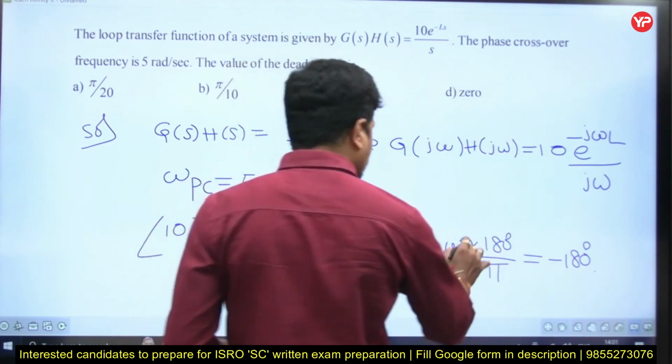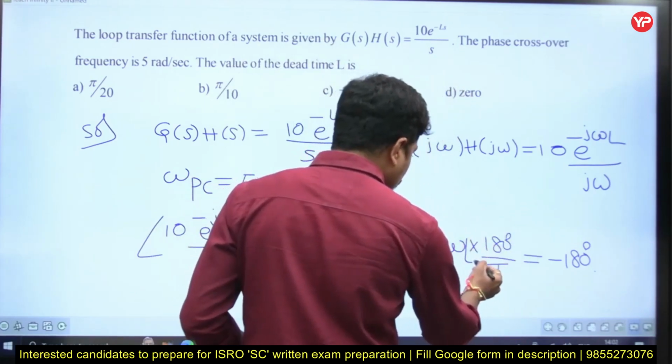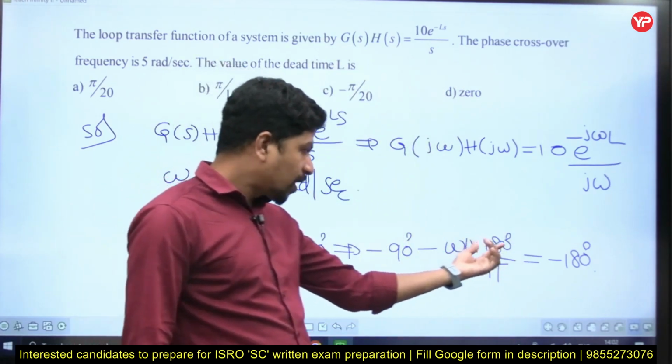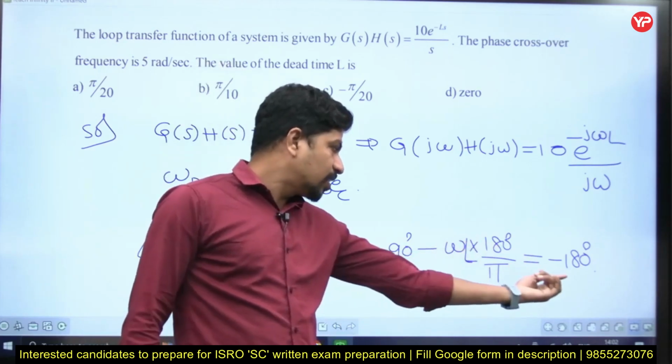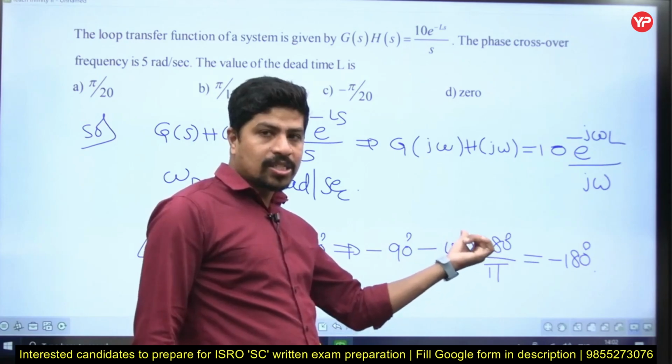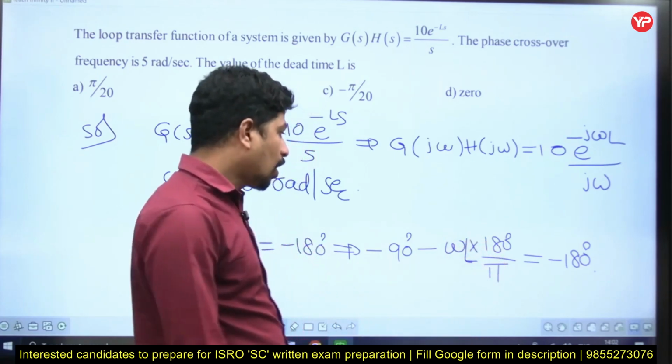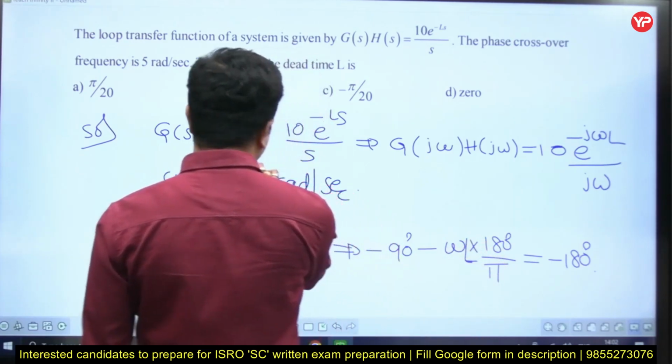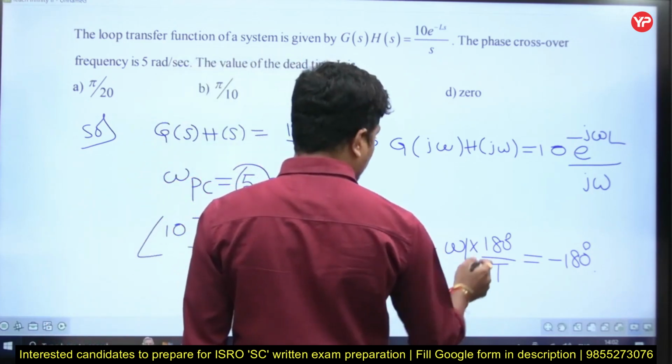This omega L. Why did I do this one with 180 by pi? This is in degrees, but this omega L is in radians. If you want to convert radians into degrees, you have to multiply with 180 by pi. Now, how much is omega given? Omega is given as 5.